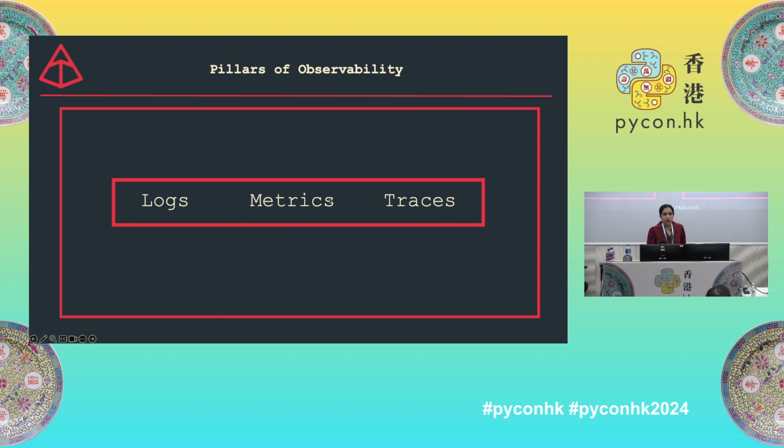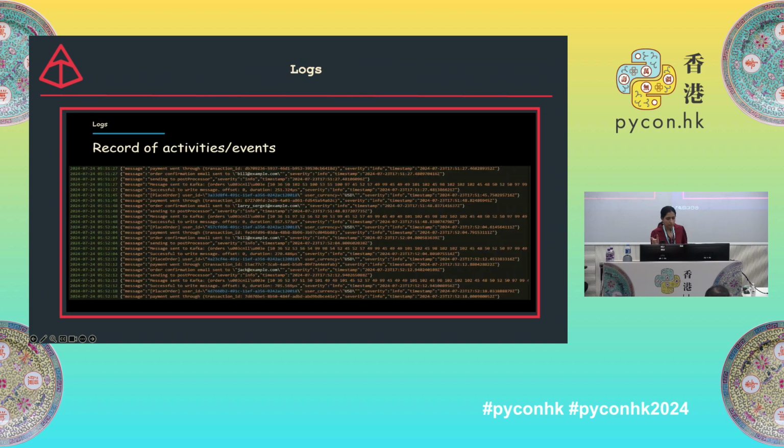Okay. Since we are dealing with observability, there are three important concepts. There are three pillars or three concepts that constitute the pillars of observability, that is logs, metrics, and traces. So let's go over them one by one.